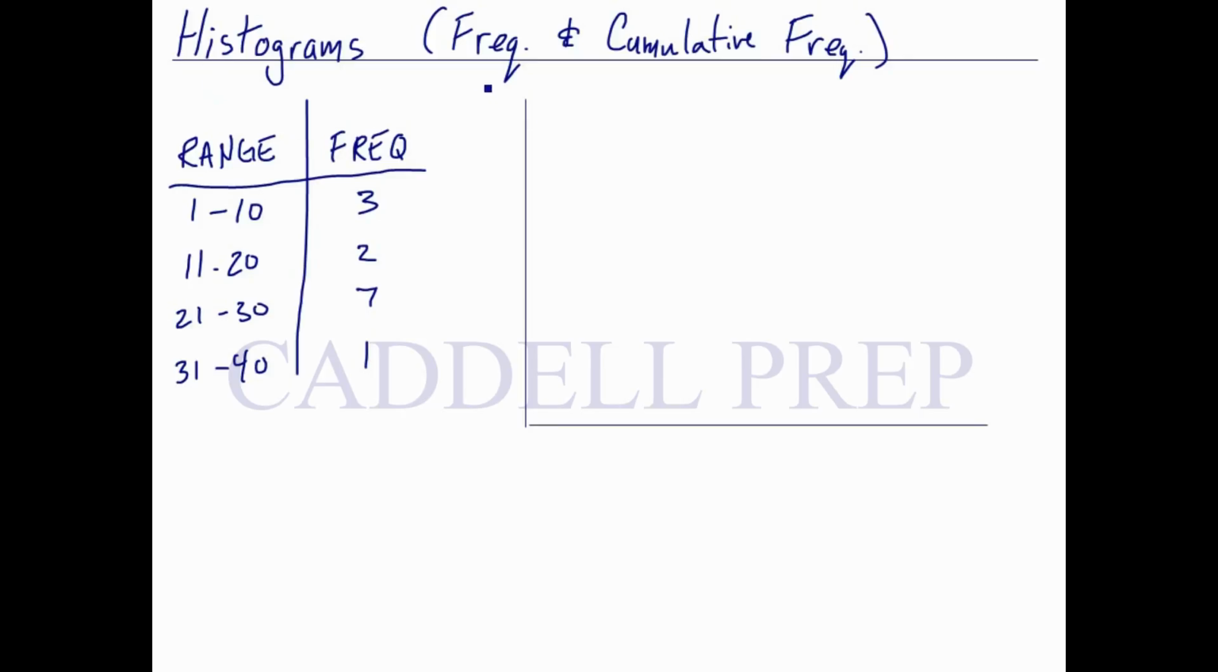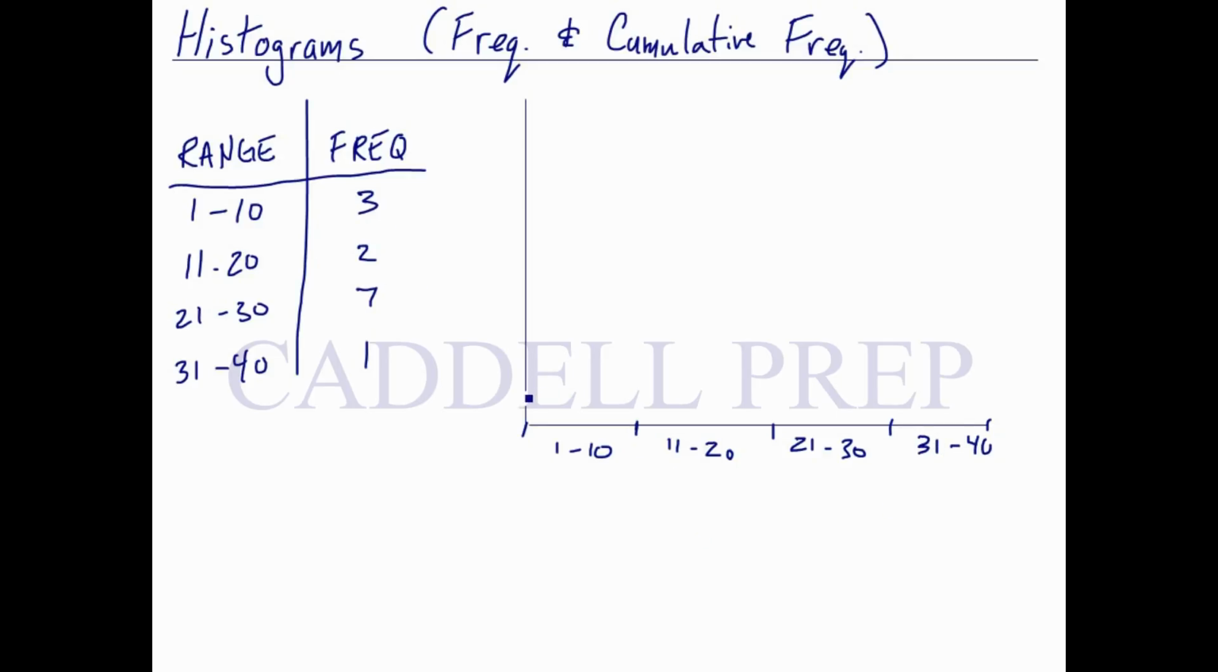Okay, let's go over histograms, frequency and cumulative frequency. So let's say we have this table here. We have a range of values 1 to 10, 11 to 20, 21 to 30, and 31 to 40, and these are the associated frequencies. So let's graph this. So we have 1 to 10, then 11 to 20, 21 to 30, and 31 to 40.